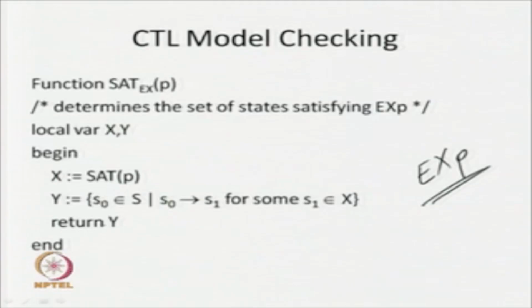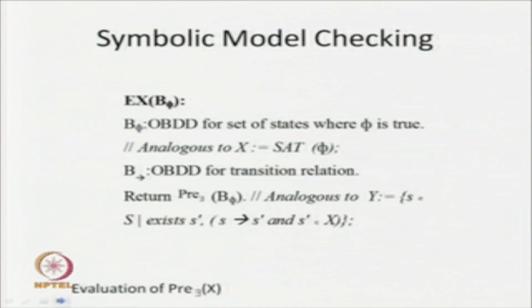Now this procedure we can implement symbolically. How should my symbolic model checking algorithm look? You just see that EX B phi. What is B phi? It is the OBDD representation of the set of states where phi is true. Because when we evaluate EX phi, we must know the set of states where phi is true, and we represent that set of states with the help of a BDD. B phi is the BDD representation of those states where phi is true.